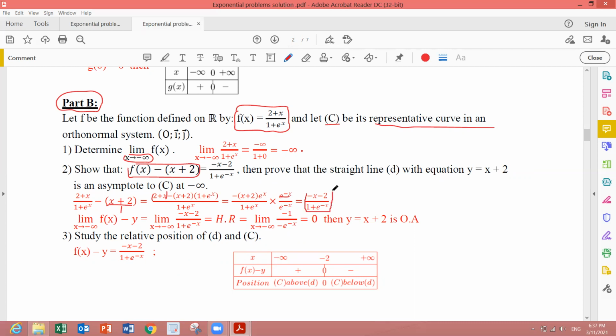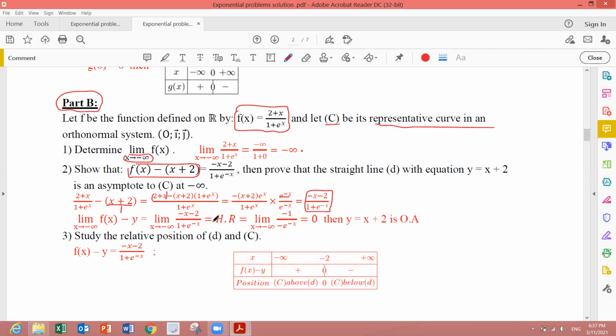Now to prove the line D is an oblique asymptote at minus infinity, we determine the limit of f(x) minus y as x tends to minus infinity, equal to the limit as x tends to minus infinity of (minus x minus 2) over (1 plus e to the minus x). We will get infinity over infinity, indeterminate.